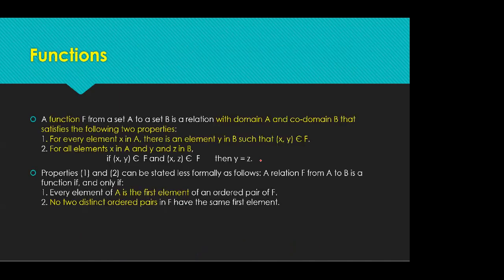So, let's move on. Let's move to functions. A function F from a set A to a set B is a relation with the domain A and codomain B that satisfies the following two properties. For every element X in A, there is an element Y in B such that the ordered pair (X, Y) is an element of F.